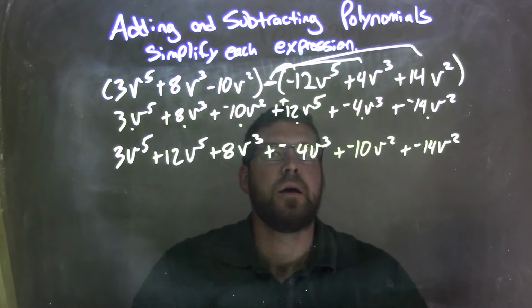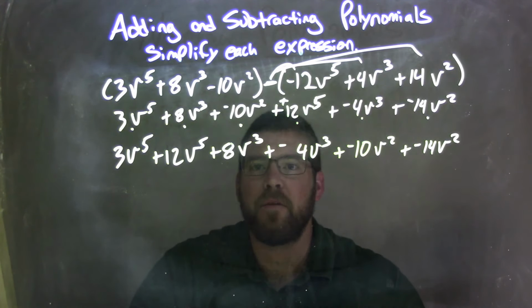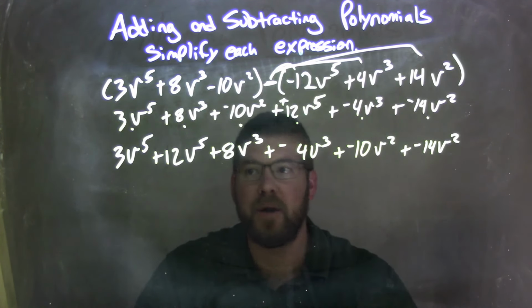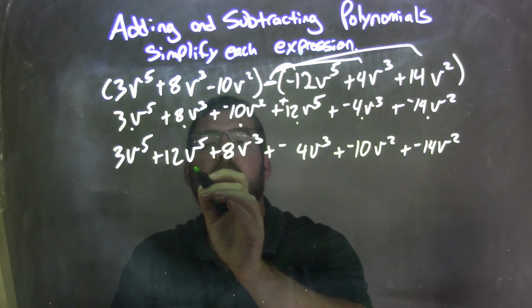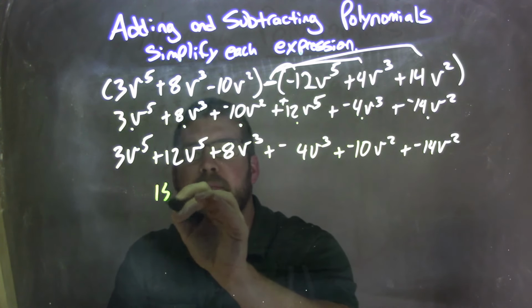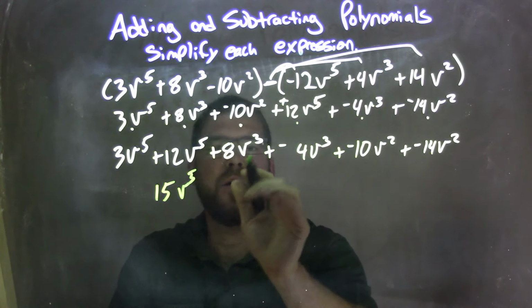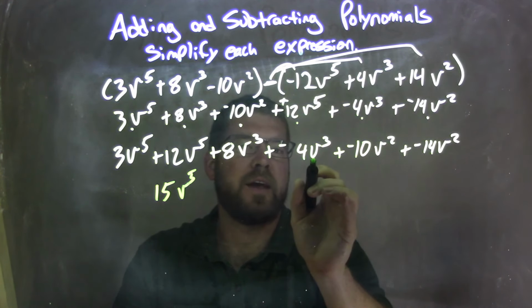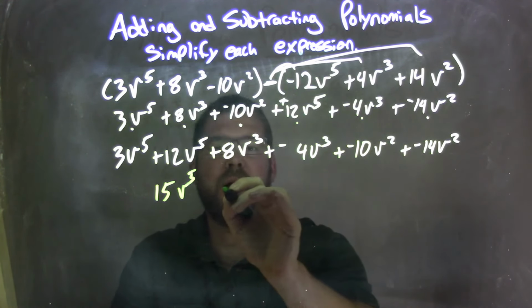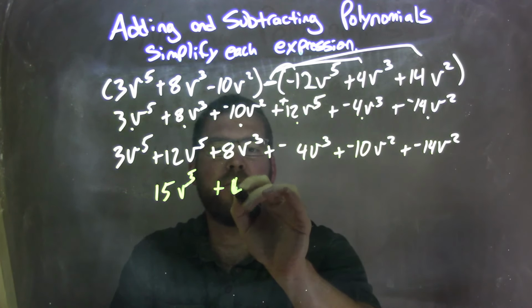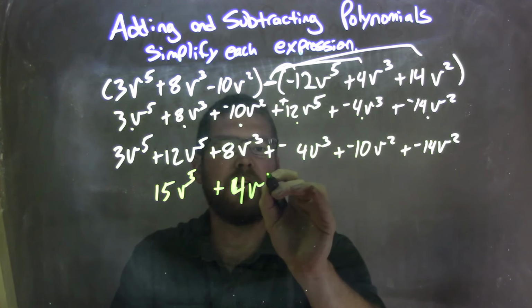Okay. So now we have everything down. Let's simplify, or combine, our like terms. 3v to the fifth plus 12v to the fifth is 15v to the fifth. 8v to the third plus a negative 4v to the third is a positive 4. I can write that as 4v to the third.